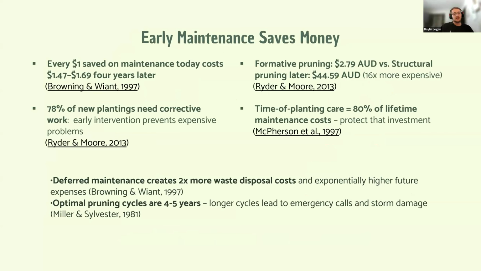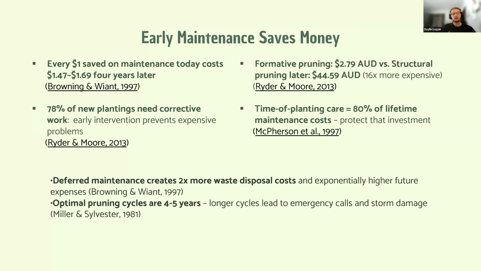One thing that I found when I was looking is early maintenance actually does save a lot of money. Every dollar spent on maintenance today costs about $1.47 to $1.69 four years later. Now this was a 1997 study, but I feel it still works out today. Everything still costs more as the years go on.